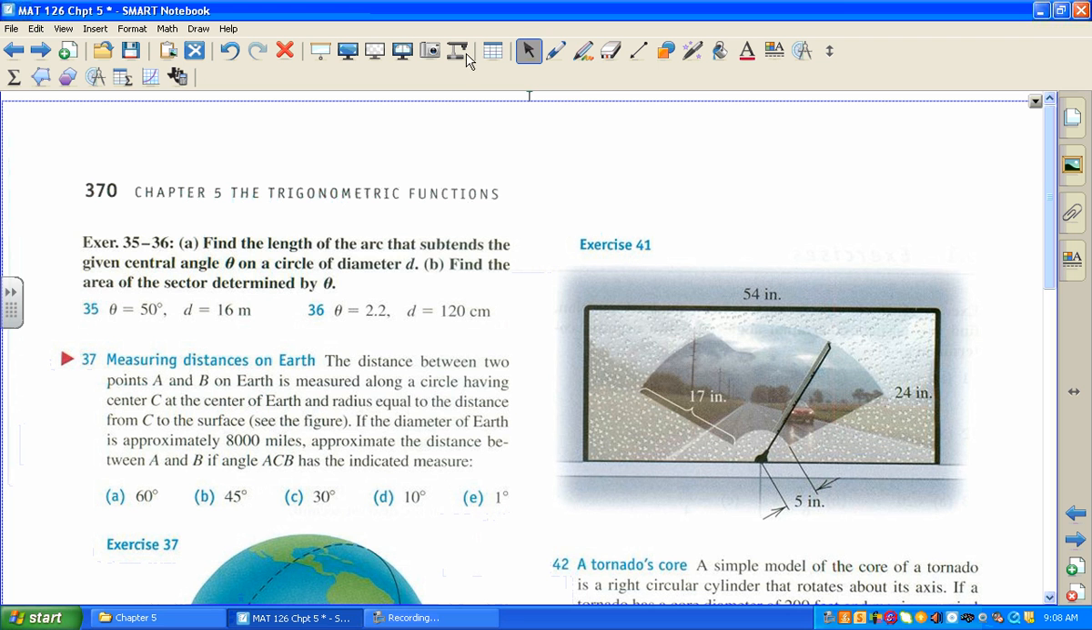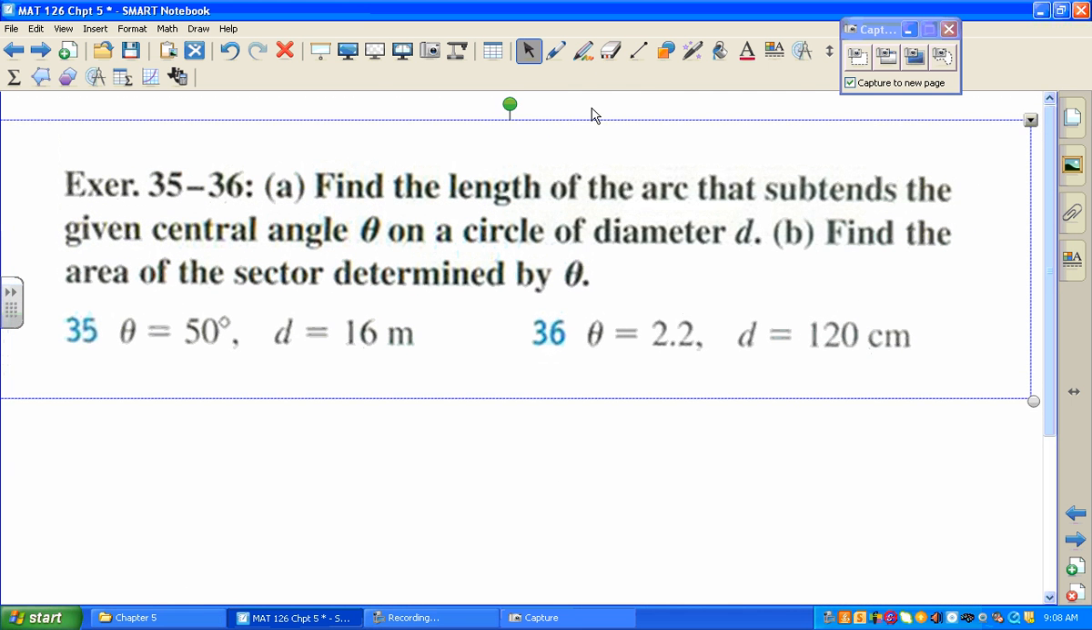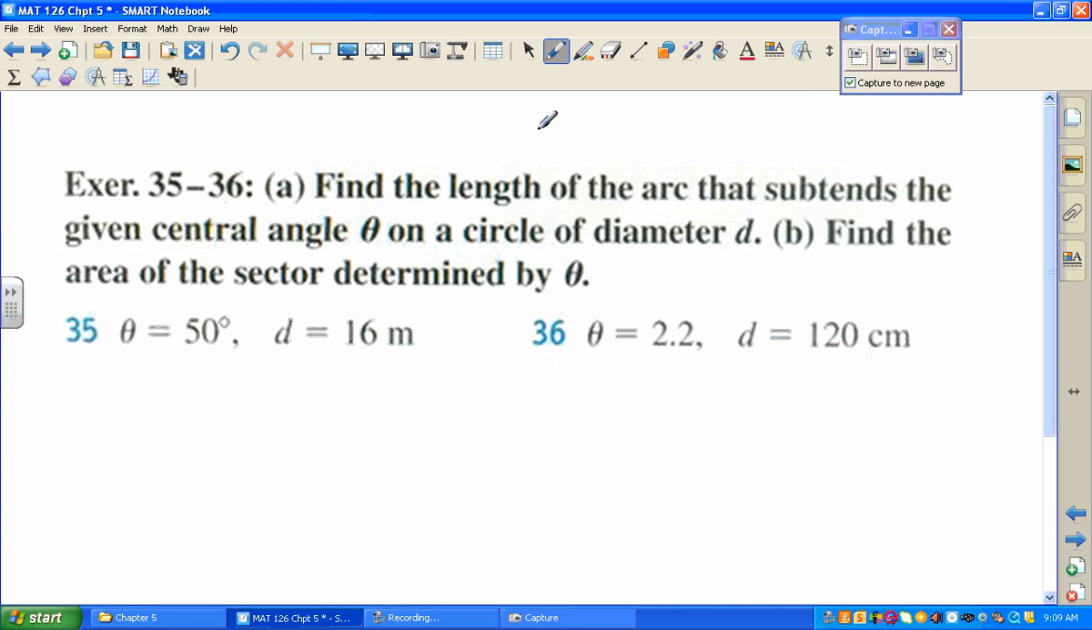No? 35. We'll get through this pretty quick. I believe so. Find the length of the arc. We said yesterday S equals theta over 360 times 2 pi r if you're in degrees, or S equals... you remember the other one if you're in radians? That's right, r theta. That was weak. All right. Find the length of the arc that subtends a given angle on the circle of diameter d.